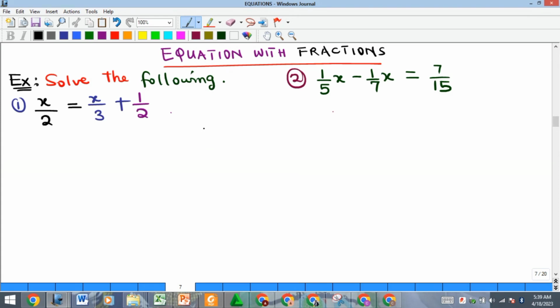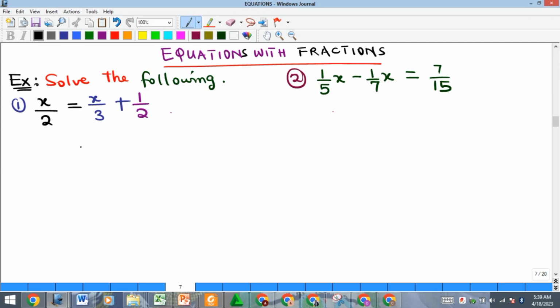So in this video, we want to continue with equations with fractions. Remember we've been on how to solve equations, and we've seen how to deal with equations with brackets, and so now we want to see equations with fractions.